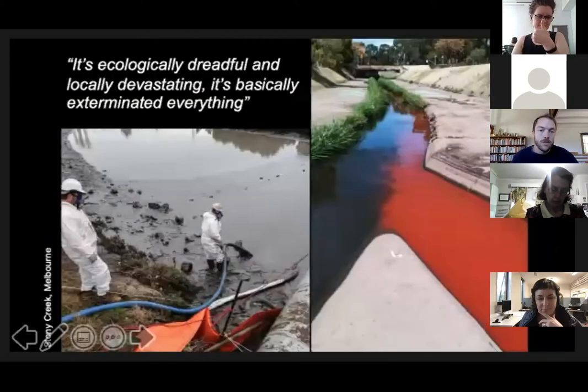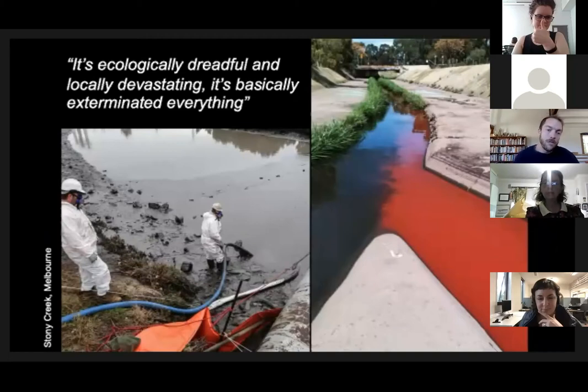And in our urban environments, the situation is just as dire, but affected by different sets of issues, particularly pollution. And this is an example from 2018 on the left, where a fire ripped through a warehouse in Melbourne's inner west, and it discharged some pretty toxic pollutants into a creek called Stony Creek. Residents of the area, including Friends of Stony Creek, described this as being ecologically dreadful and basically exterminating everything. And just a year later, red pollutant entered the creek from a stormwater drain and further harmed both the environment and the local community.